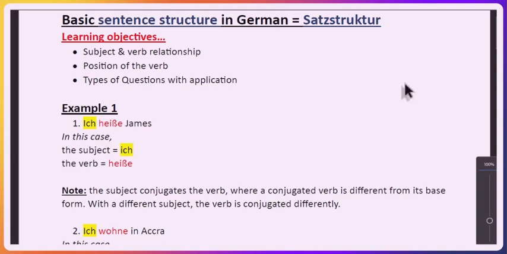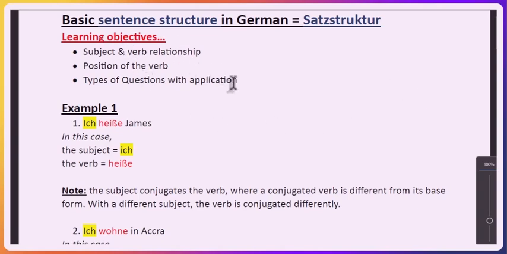In German, it's called Satzstruktur. It's just sentence structure. But we want to understand why this is this and that is that. If you don't know anything about it, don't worry. I'll break it down for you.